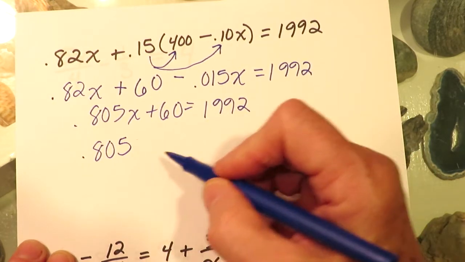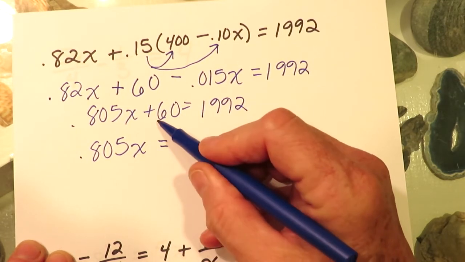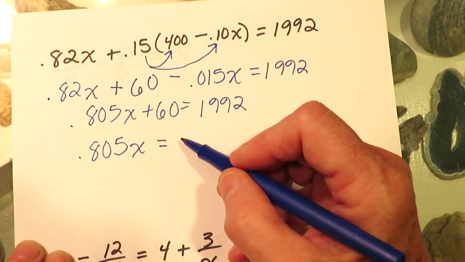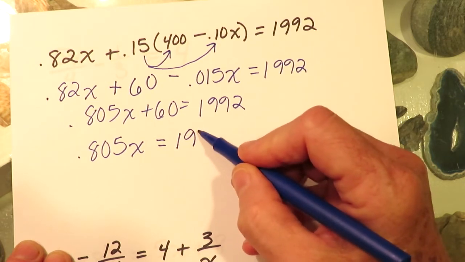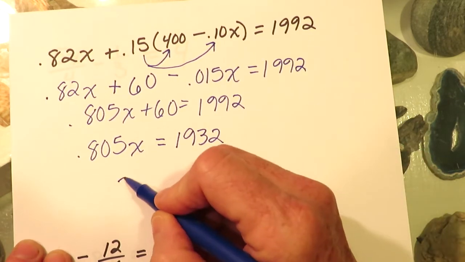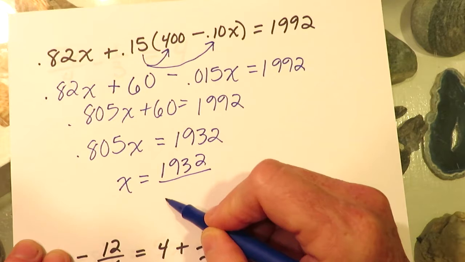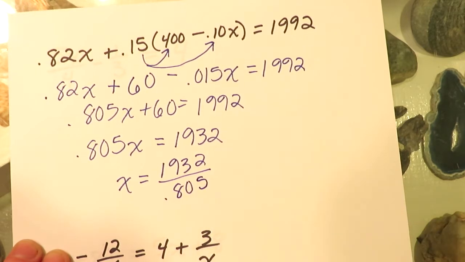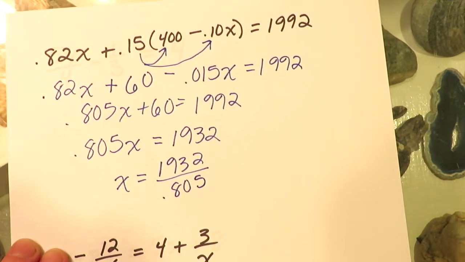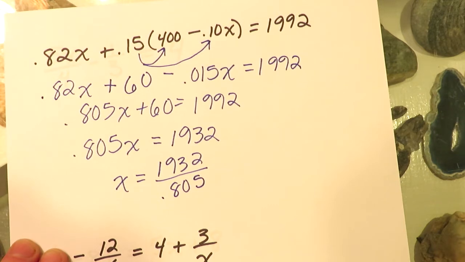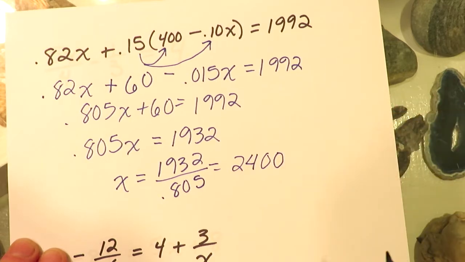So now it becomes undoing order of operations. So I'm going to subtract 60. When I subtract 60 from this side, the 60 is not being added anymore. And when I subtract 60 from this side, I get 1932. And then x is that divided by 0.805. And this is not going to necessarily be a clean number, but that's okay. Oh, I actually get 2400. I get a nice clean number. But just because your answer is not a clean number doesn't mean you've done something wrong.